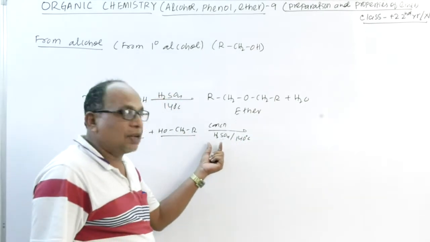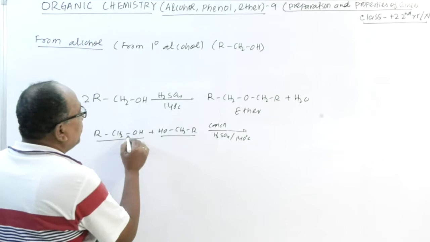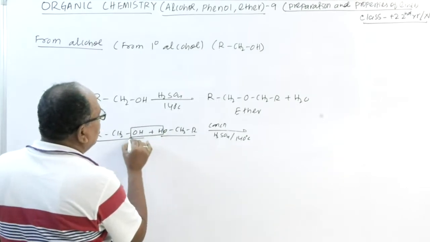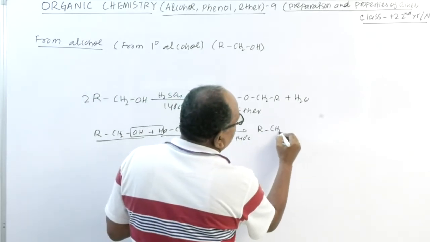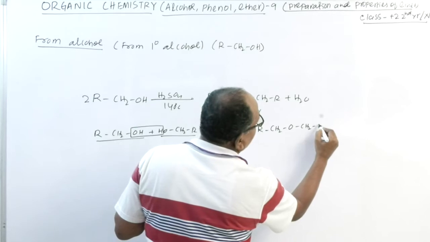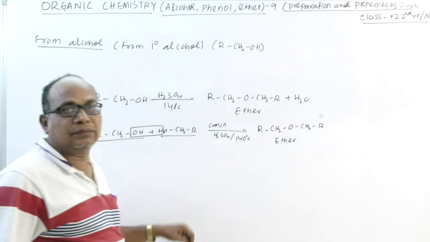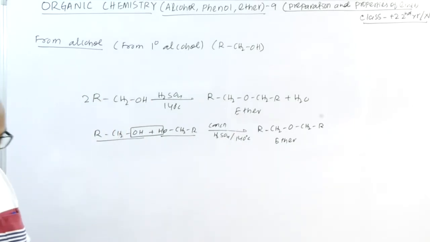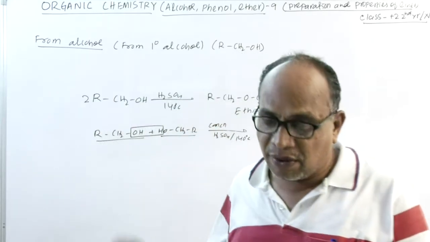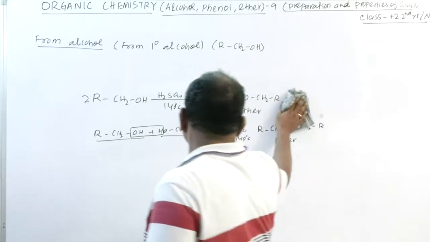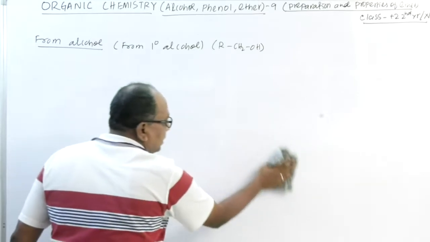What is the function of this concentrated sulfuric acid? It is a dehydrating agent. It can remove a molecule of water from here, and it becomes RCH2OCH2R. This is your ether. The secondary and tertiary alcohols you do not use for preparation of ether, for a reason which you will see when you go through the mechanism. Suppose you take ethanol.